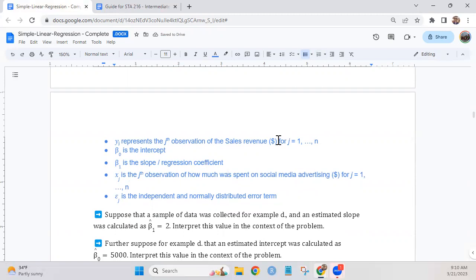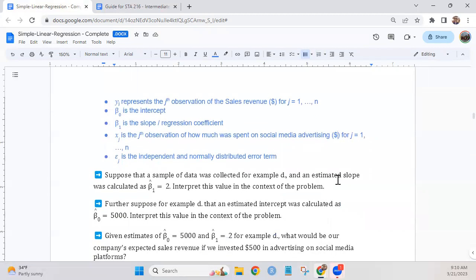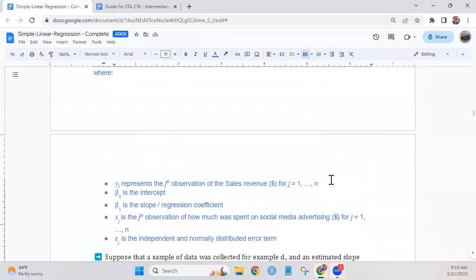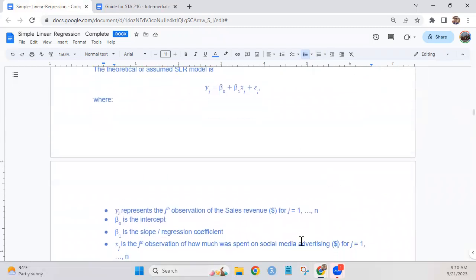And it's always important to give units of measurement. Okay, was it in dollars or was it in thousands of dollars? The numbers from your estimated model will be very different depending on the units of measurement. Okay, so let's suppose it's just in dollars. This is our statement of our assumed simple linear regression model. That's how we get it.